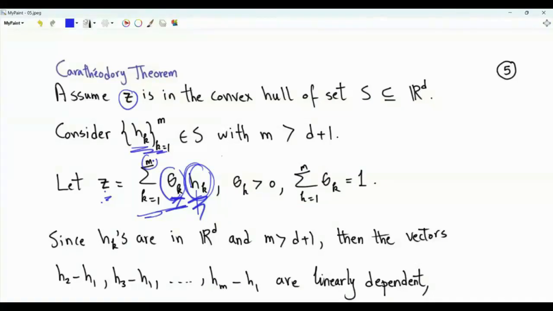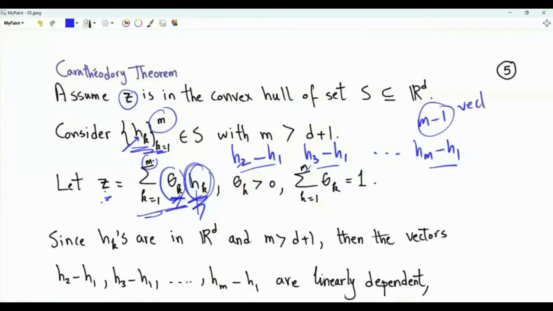Let's construct the following set of vectors: h2 minus h1, h3 minus h1, all the way to hm minus h1. We take the vectors from here, starting from the second one, and from each vector, we subtract the first vector, which is h1. How many vectors do we have in this set? We have m minus 1 vectors. Since m is strictly greater than d plus 1, then m minus 1, by our assumption, is strictly greater than d.